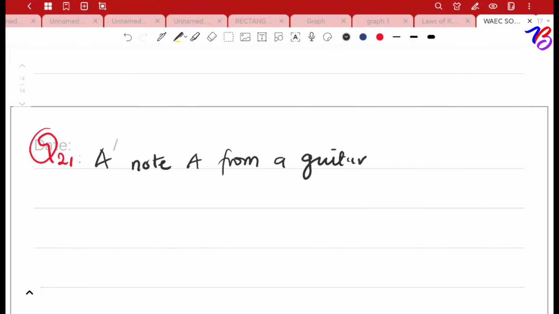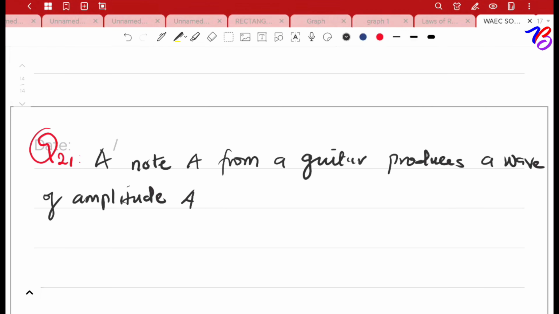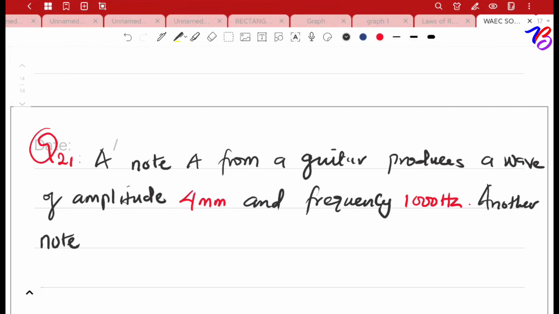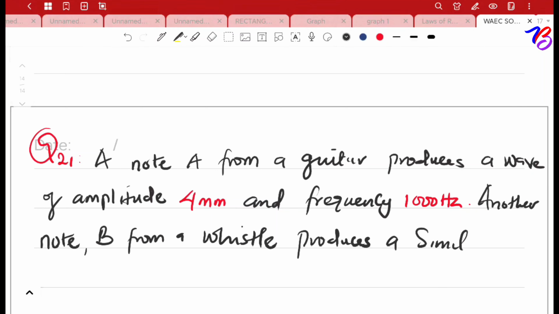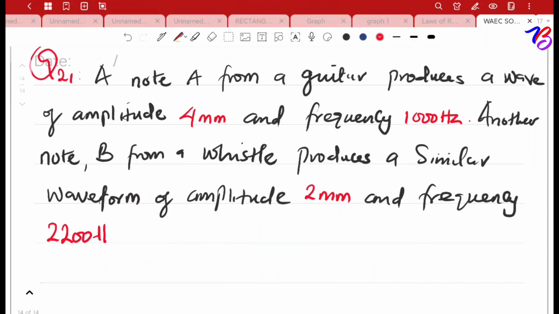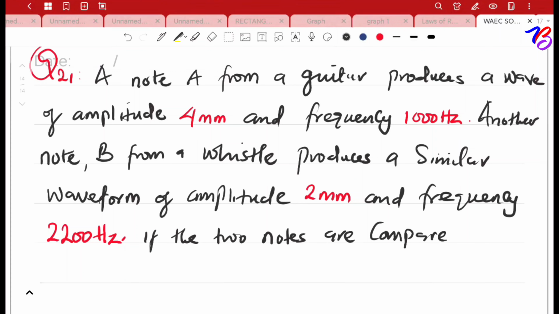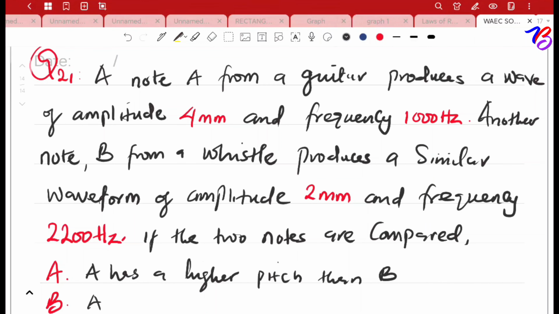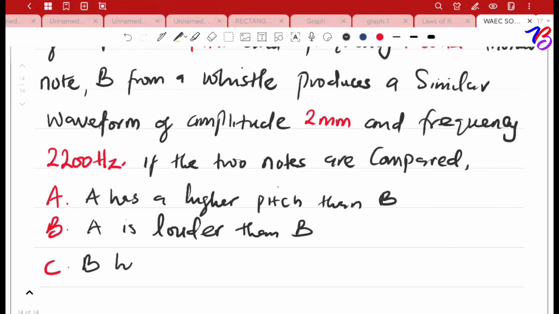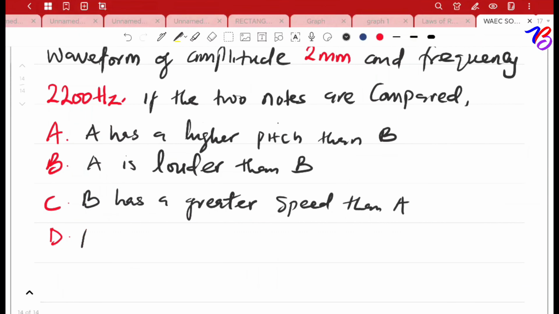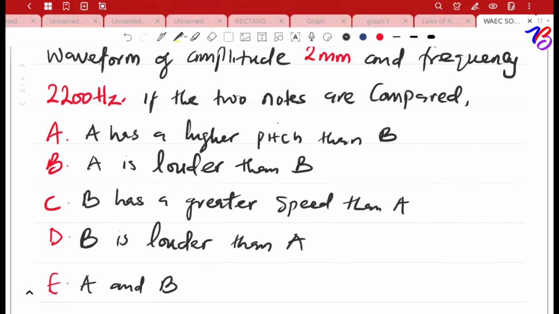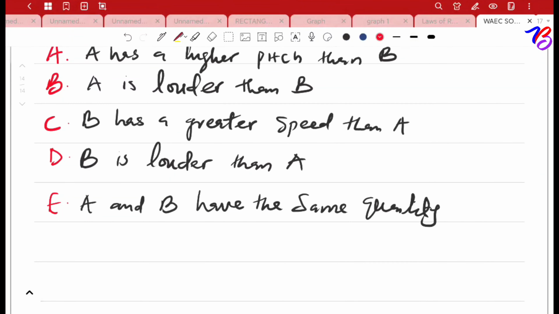A note A from a guitar produces a wave of amplitude 4 millimeters and frequency 100 hertz. Another note B from a whistle produces a similar waveform of amplitude 2 millimeters and frequency 2200 hertz. So if the two notes are compared, comparing amplitude to frequency, which of these options is correct? A has a higher pitch than B. A is louder than B. B has a greater speed than A. B is louder than A. A and B have the same quality.